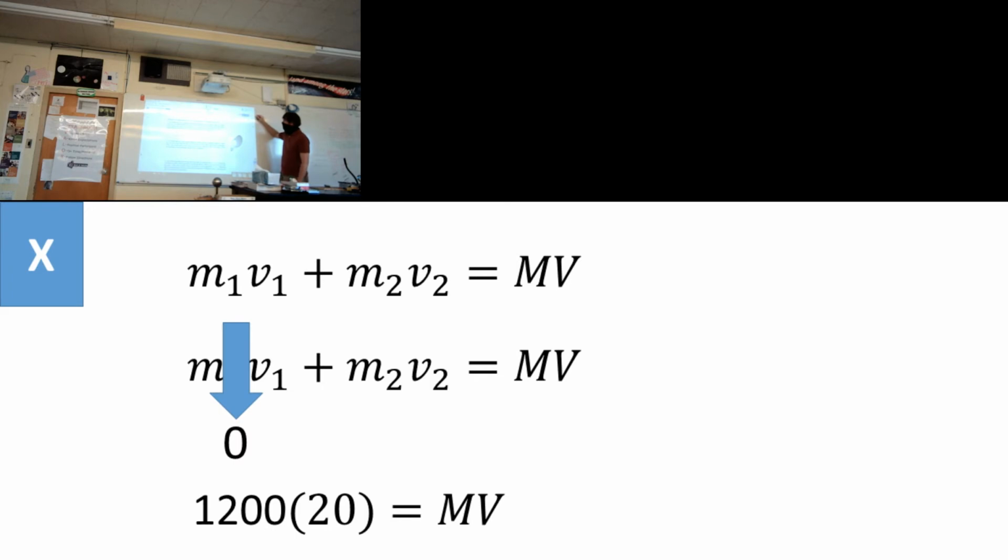M1I V1I plus M2I V2I equals big M, big V. This is the equation. Now you plug in numbers.